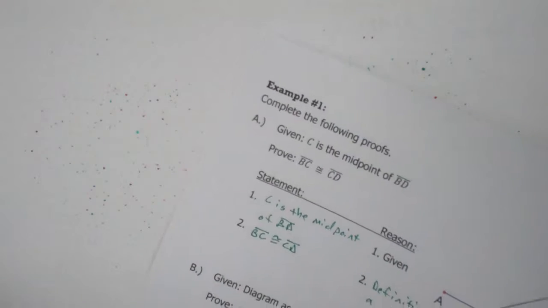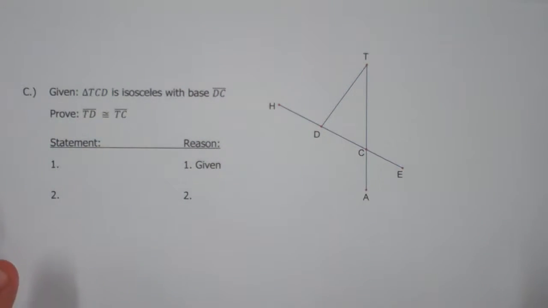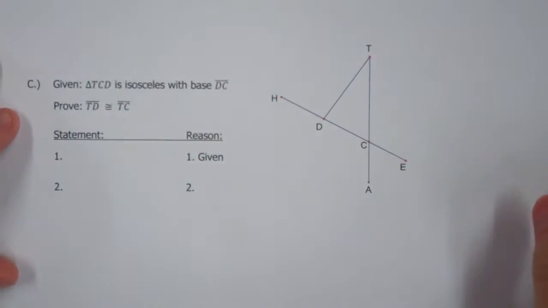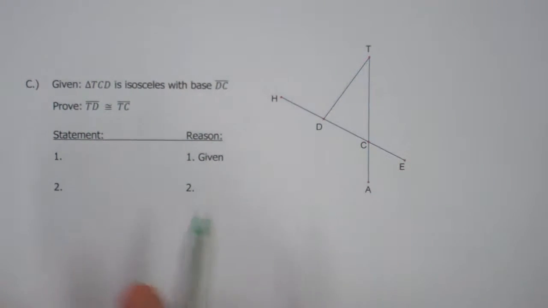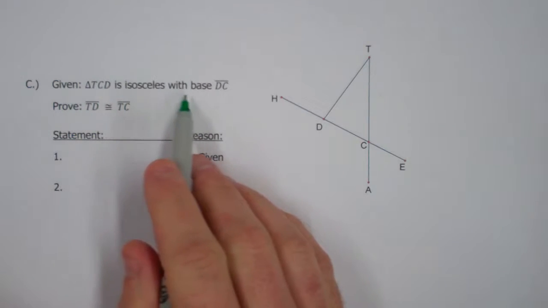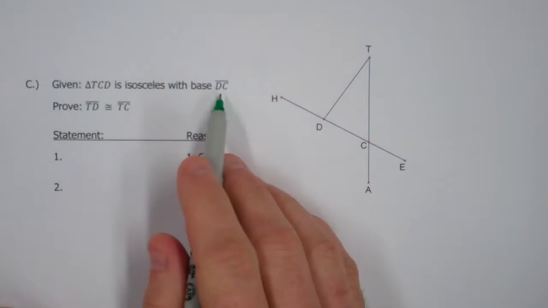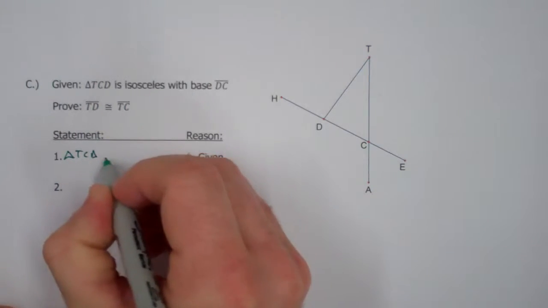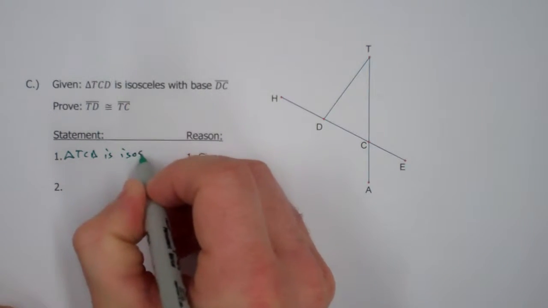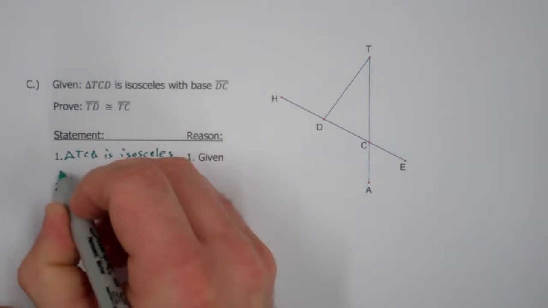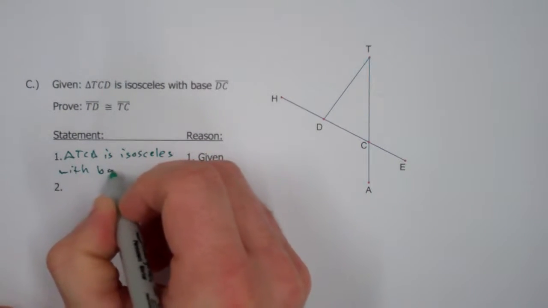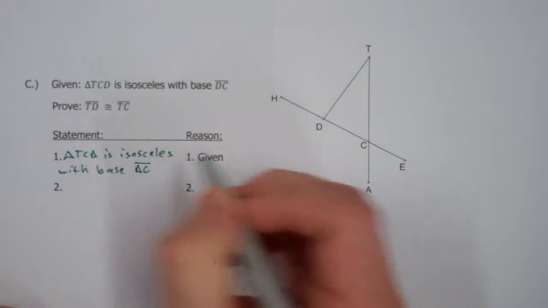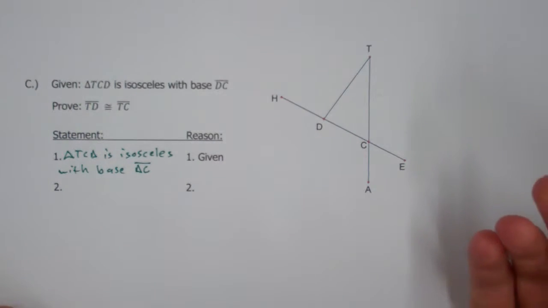Looks like we've got a part C here. I'll get that up on the board for you. Okay, so part C. We're given that triangle TCD is isosceles with base DC. So let's write that down. In the given, triangle TCD is isosceles with base DC. And that's just given.